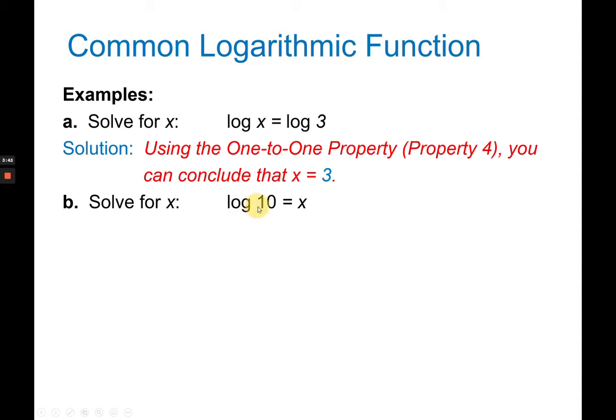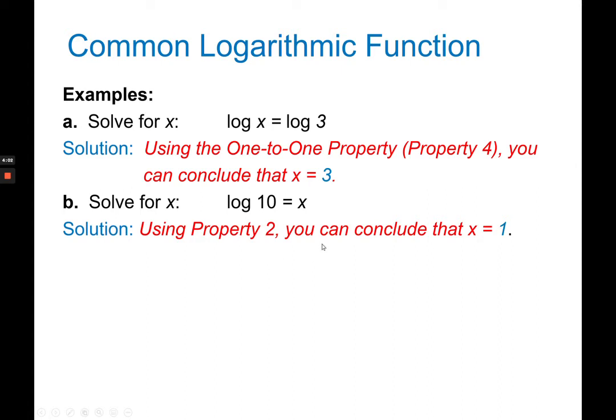Next, logarithm of 10 is equal to x. The base is missing, but it's actually 10, which is the common logarithm. So how many times is 10 multiplied to get 10? It's 1. So using the property, we can conclude that x is equal to 1.